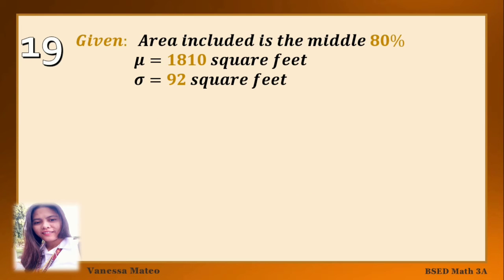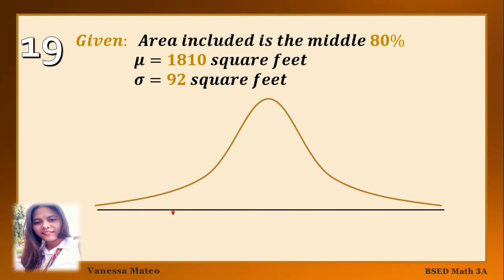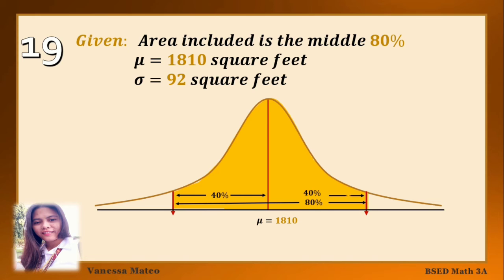Since the variable is normally distributed, the cutoff points and shaded area are shown in this figure, with a given mean of 1,810 square feet. The shaded area is the middle 80%. 40% lies below the mean, and 40% lies above the mean. That means the remaining unshaded area will have a total of 20%, 10% below the minimum size and 10% above the maximum size of the homes.